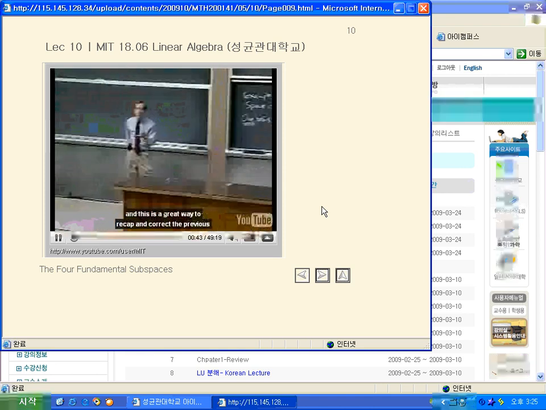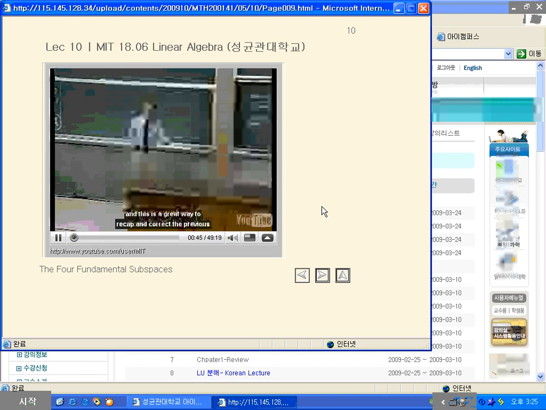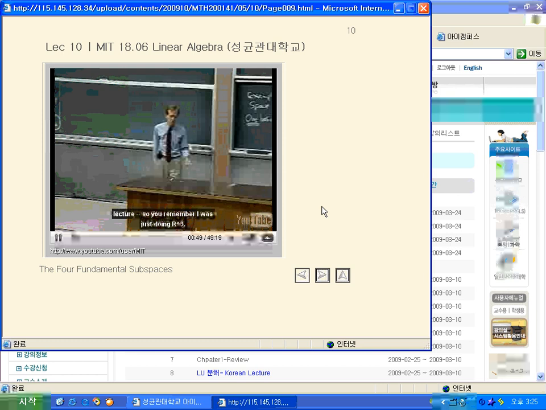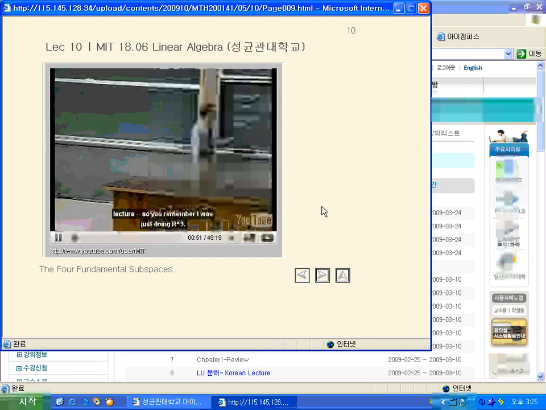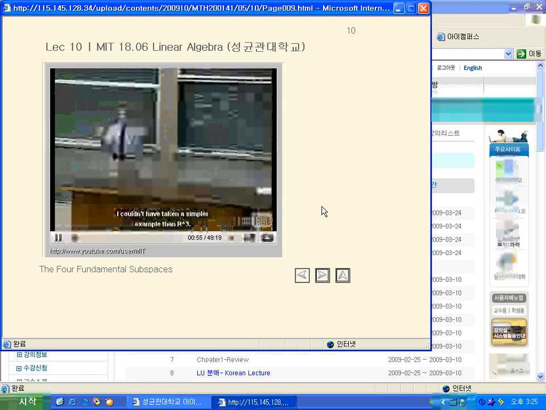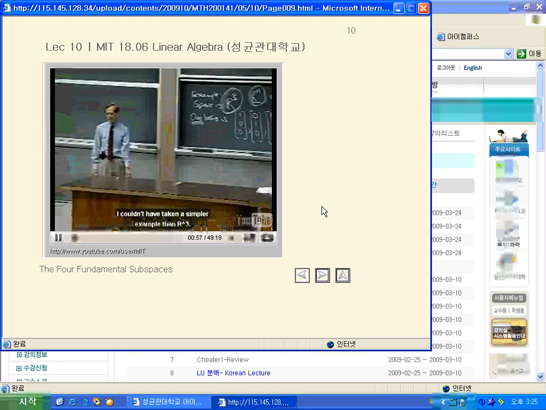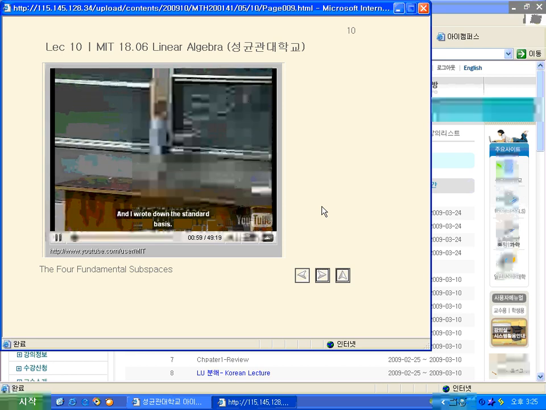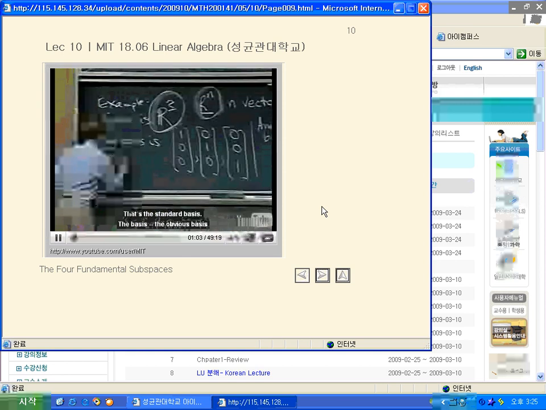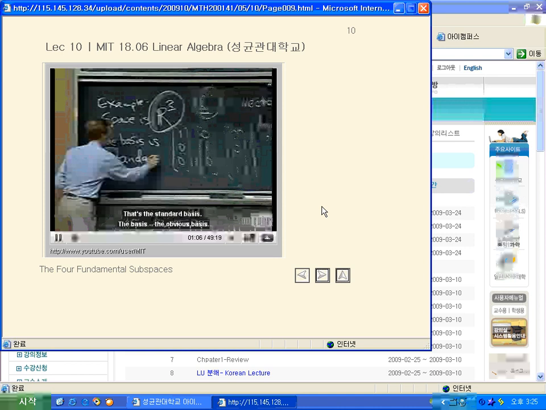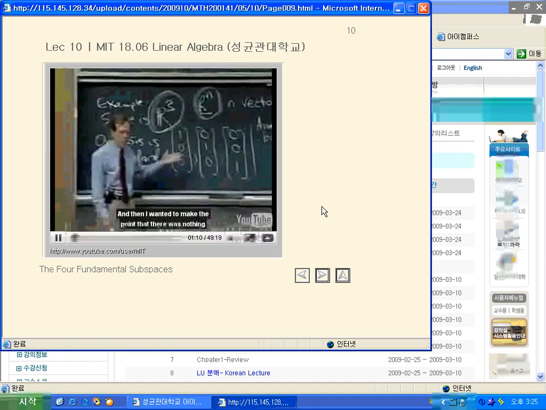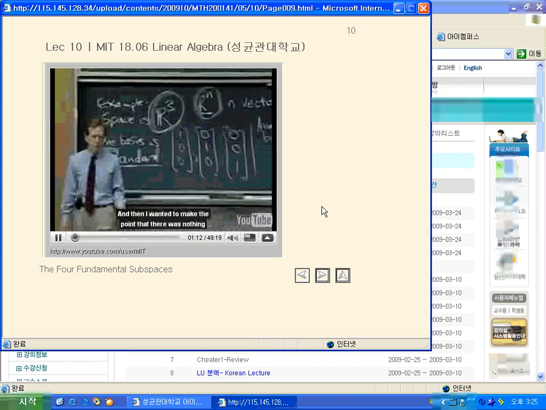Okay. First of all, and this is a great way to recap and correct the previous lecture. So you remember, I was just doing R3. I couldn't have taken a simpler example than R3. And I wrote down the standard basis. That's the standard basis. The basis, the obvious basis for the whole 3-dimensional space.